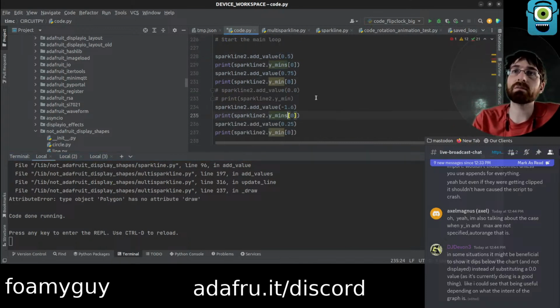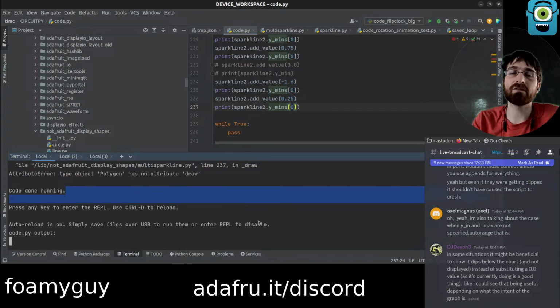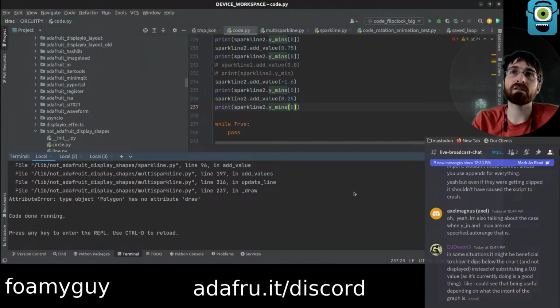Why mins? We didn't fix these to mins. Did get no attribute draw though. We got a different error. I think like else is broken. Polygon has no attribute draw.